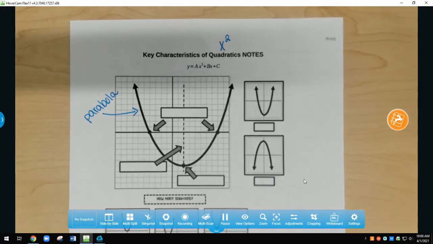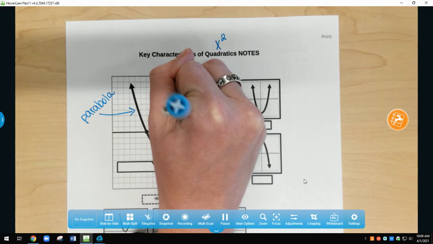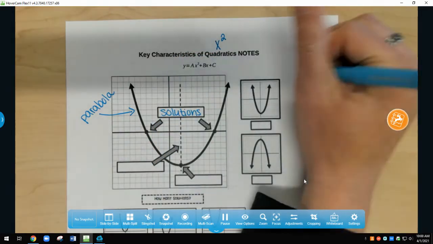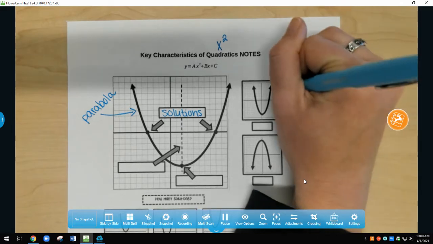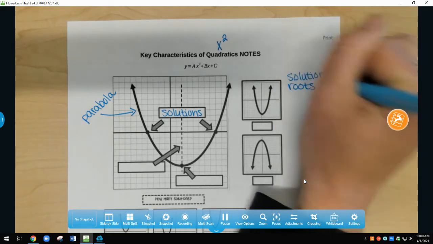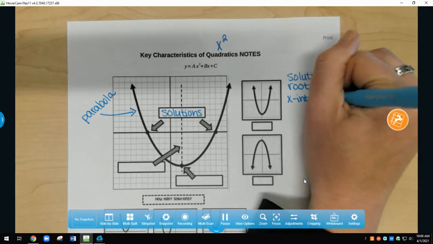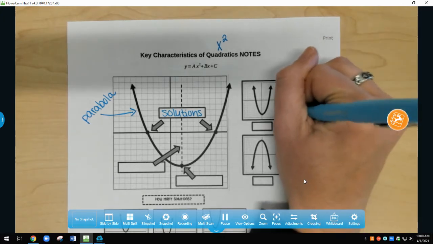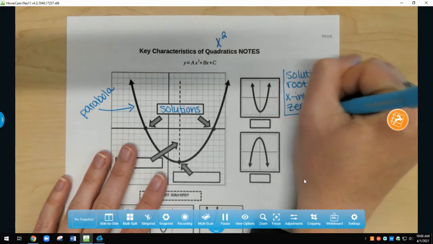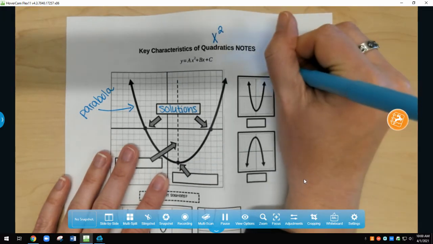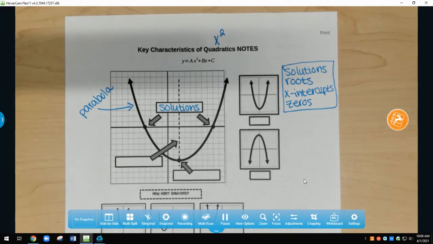Okay, we've talked about some of these before. We've talked about the solutions. Remember, solutions, roots, x-intercepts, and zeros all mean the same thing. Okay? The two we haven't talked about.